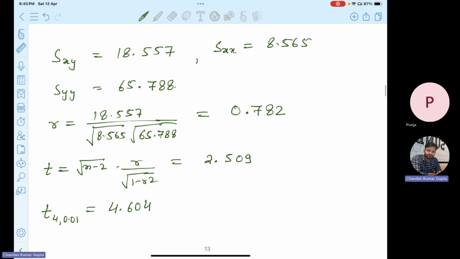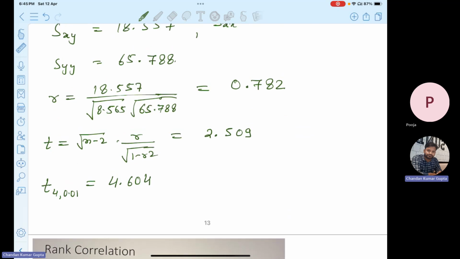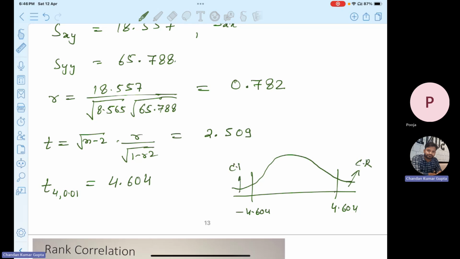Okay, so obviously, if we make the table like this, or the curve even, suppose these are the values. So this is 4.604, and this is minus 4.604. These are the critical points, and these are the critical regions, where the null hypothesis is going to be rejected.